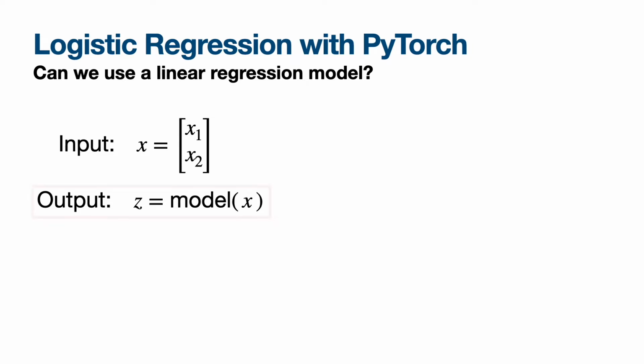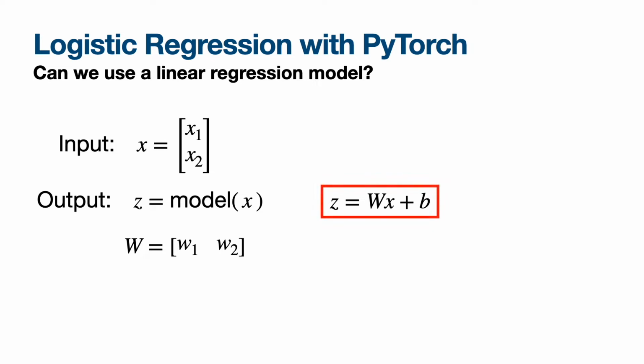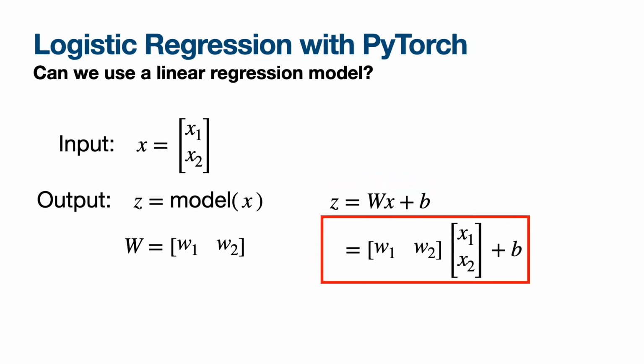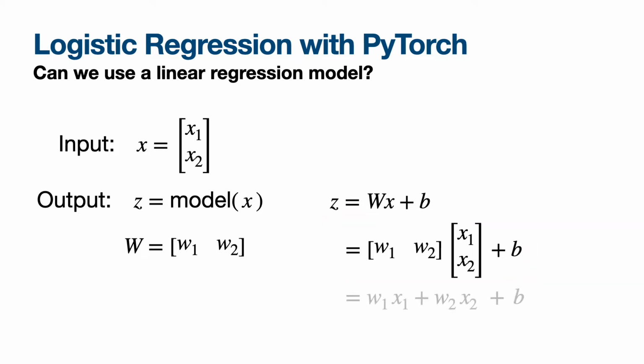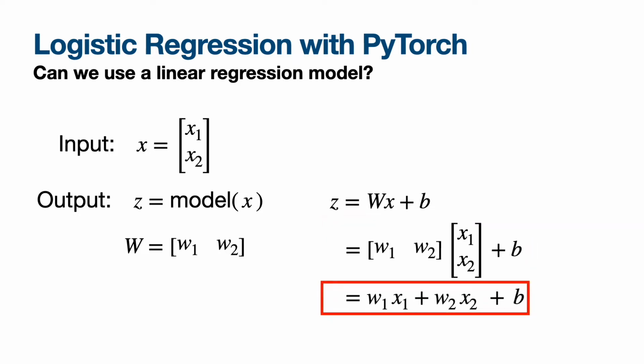Can we use a linear regression model to perform the logistic regression task? Let's see. As we feed two input values to a linear regression model, we need two weight values and one bias value. It's simple matrix multiplication and addition. We can use PyTorch's nn.Linear module to handle the calculation. However, there is a problem.